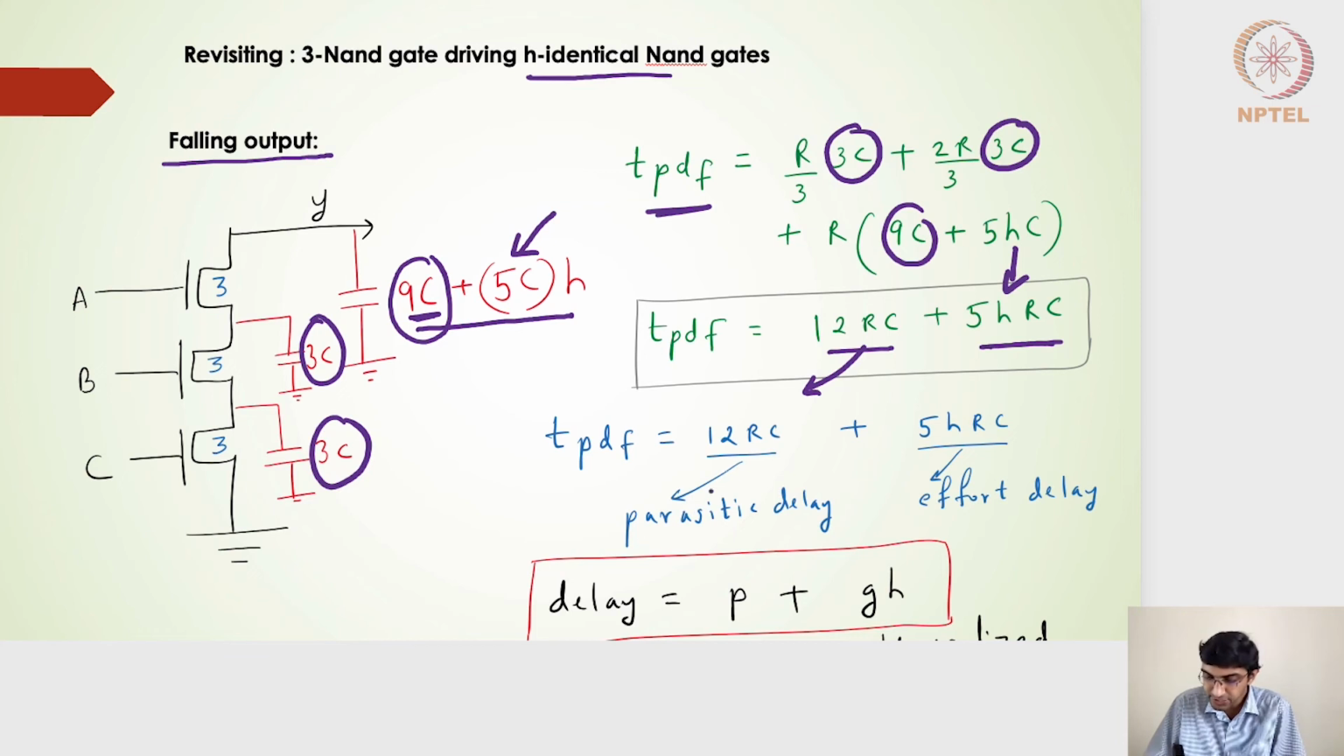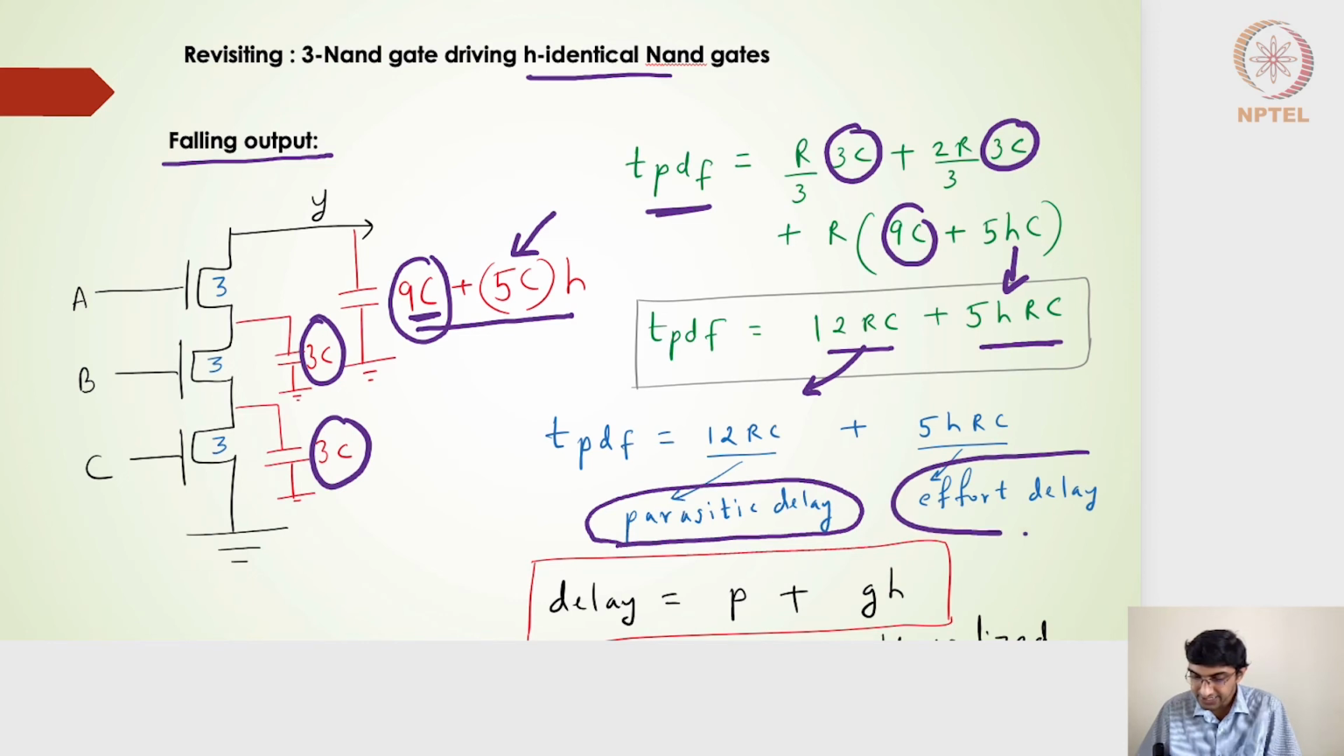So if I segment this particular component into two components, 12 RC and phi HRC, the first component is the parasitic delay because it is coming from the parasitic capacitances. The second component, which is coming from the second stage input capacitances, we are calling an effort delay. So this is an additional effort in terms of delay that the first stage circuit is doing for the next stage, right?